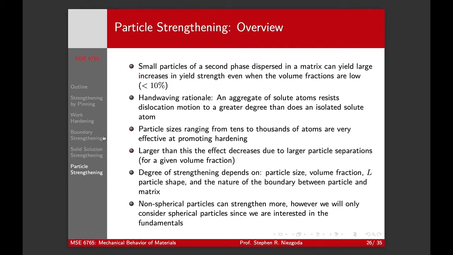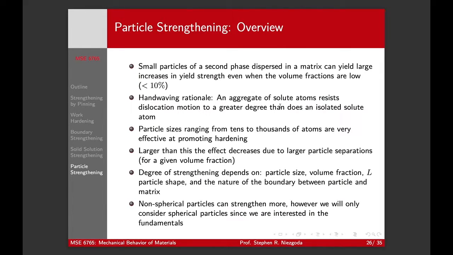Okay, so what do we mean by particle strengthening for those non-MSE people? Really, the small particles of a secondary phase dispersed within the matrix, right? So these are particles that are very small compared to the grain, but larger than the dislocation. They're clusters of atoms ranging from tens of atoms to thousands of atoms, and are really effective at promoting hardening.